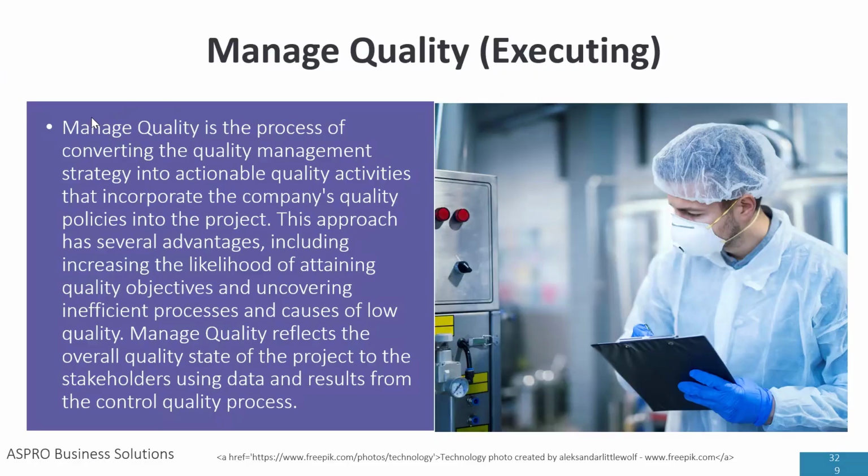So let's talk about the next process, which is called manage quality. This is the process of converting quality management procedures into actionable quality activities that incorporate the company's quality policies into the project. The advantage, of course, is that this helps us to discover inefficient processes and causes of low quality, and it helps to reflect the overall quality state of the project to the stakeholders using data and results from the control quality process.